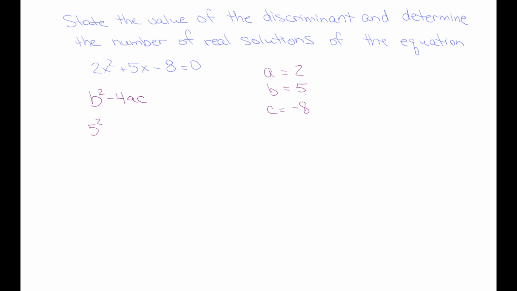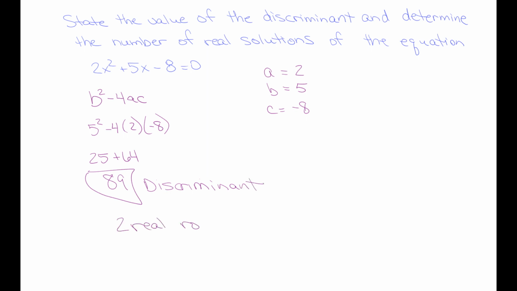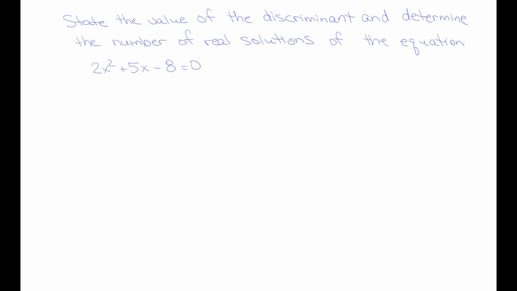So I've got 5 squared minus 4 times 2 times negative 8. That gives me 25. Negative 4 times 2 is negative 8. Times negative 8 would be a positive 64. So 25 plus 64 is 89. So that is my value for the discriminant, and since it is positive, you have 2 real roots. So that is my answer.